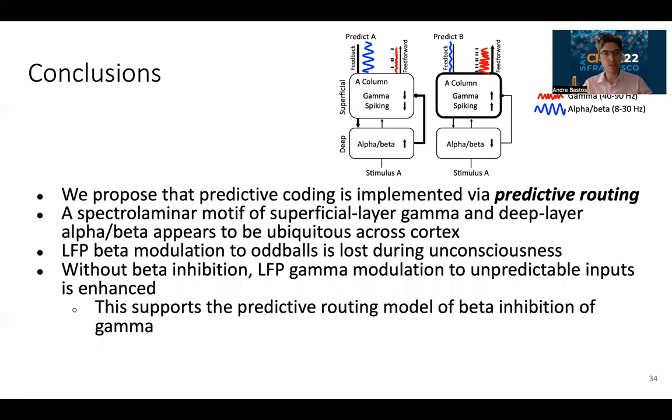And the spectro-laminar motif of different layers having these different oscillations appears to be ubiquitous across cortex. We're now testing whether it's also ubiquitous across different species. And this LFP beta modulation to oddballs or unpredictable tones is lost during propofol-induced unconsciousness. And without this beta inhibition, the LFP gamma modulation to an unpredictable input is enhanced, which supports the predictive routing model.